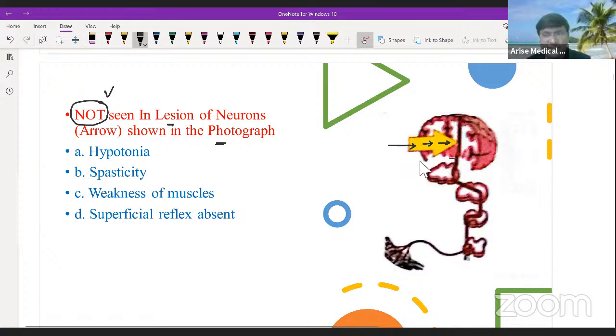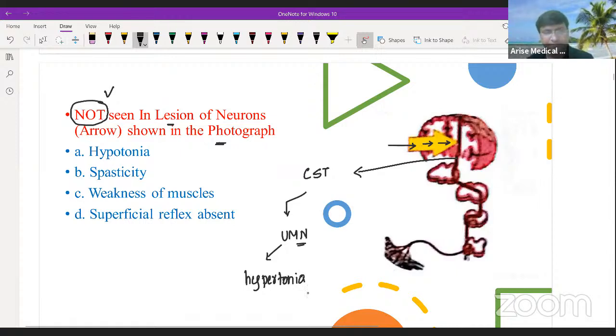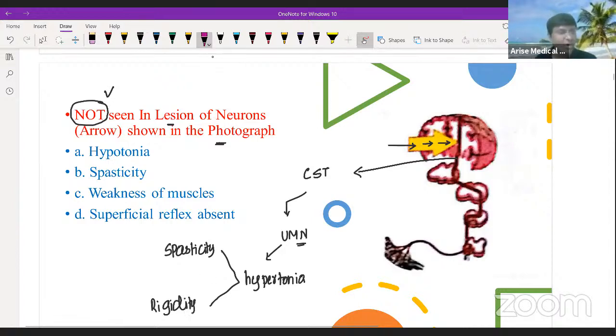Very good. This particular structure is nothing but the corticospinal tract. Remember, this is an upper motor neuron. So in an upper motor neuron lesion, what is the tone you will have? There will be hypertonia. Now this hypertonia can be in two forms: either it can be spasticity or it could be rigidity.